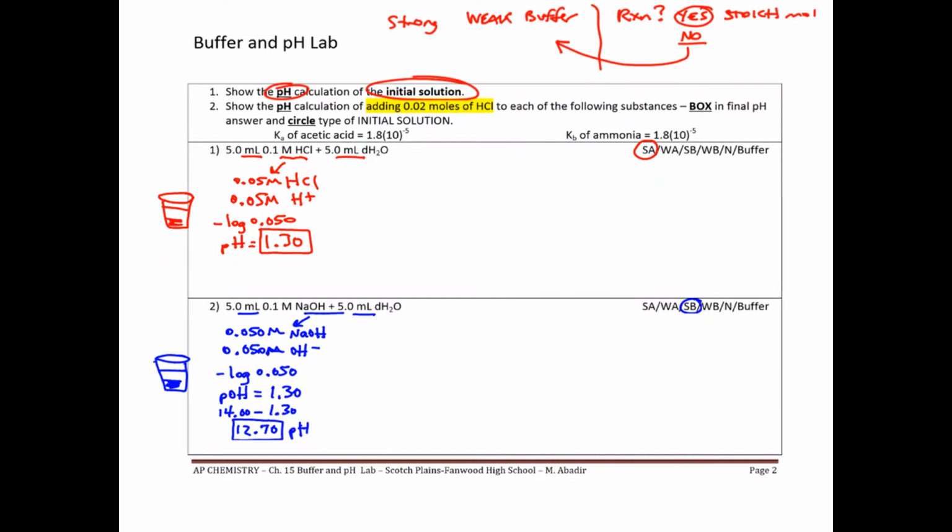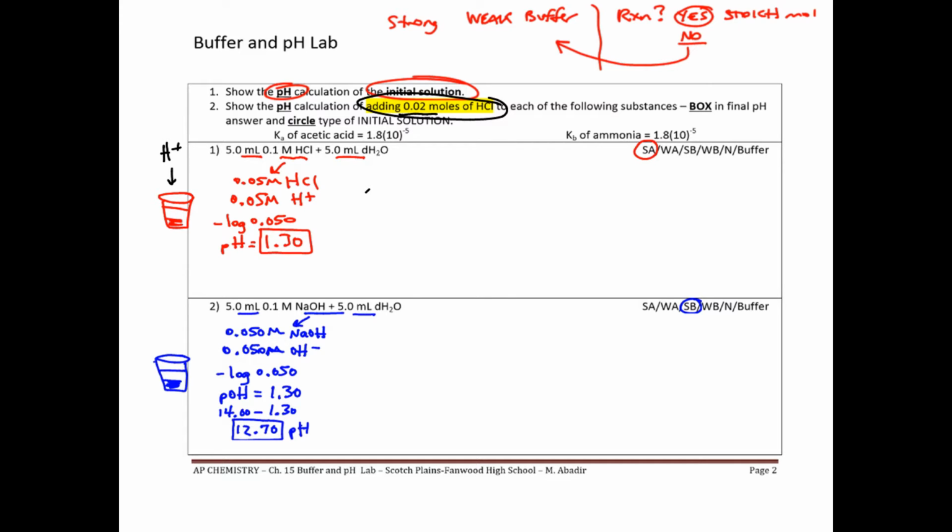Now we're going to add 0.02 moles of HCl into every one of these beakers and see what happens. Now, a little confession: when I made this, I wrote 0.02 here, and it was too much for all these problems. So every one of these beakers, 1 through 9, is going to have strong acid at the end. But it's good practice anyway, so let's see what happens.